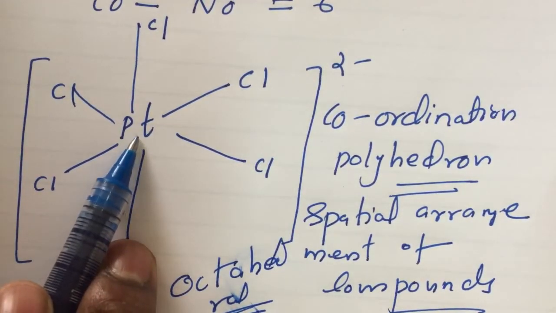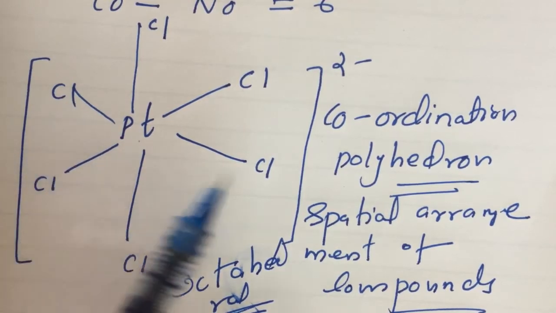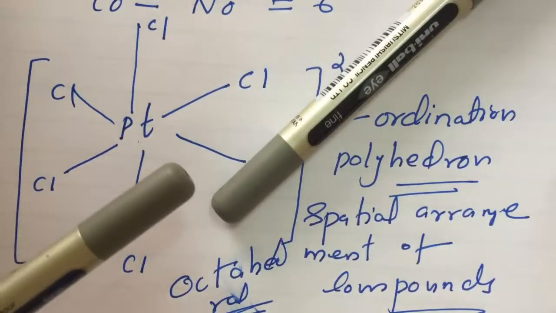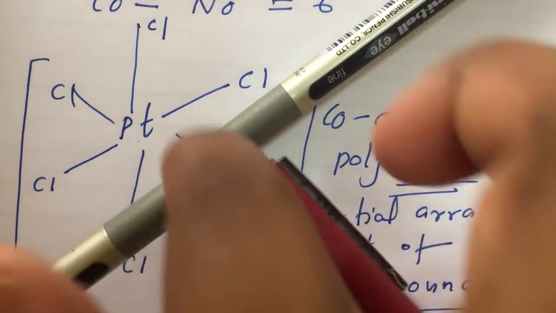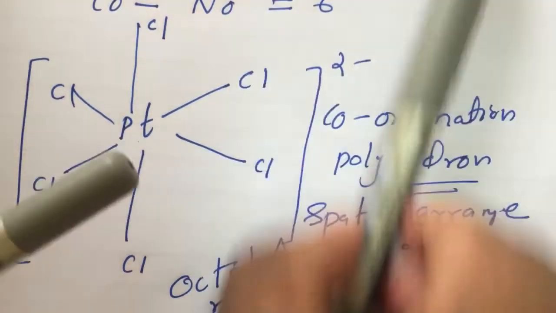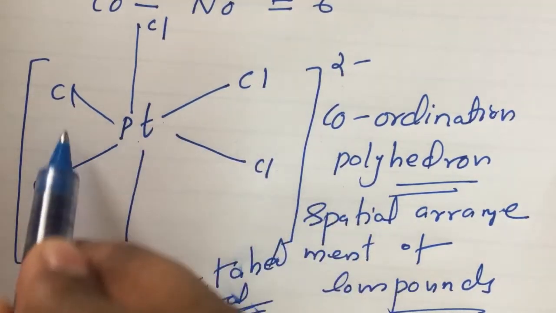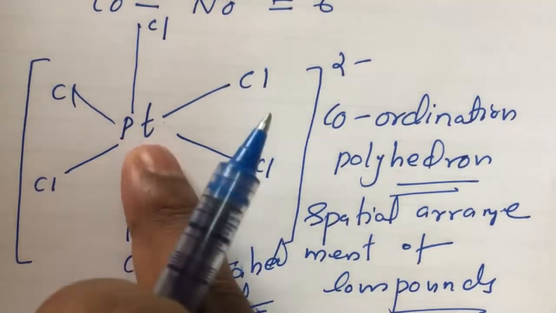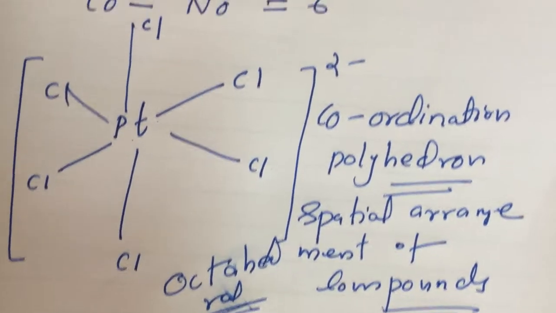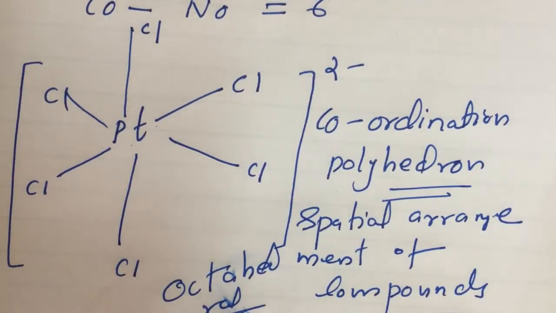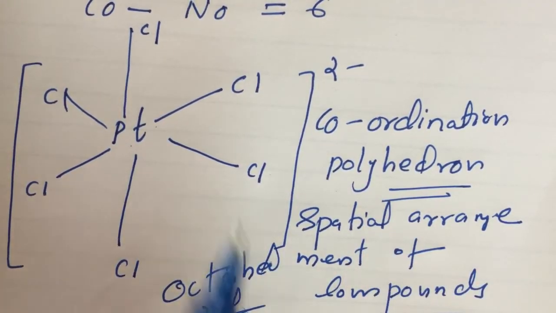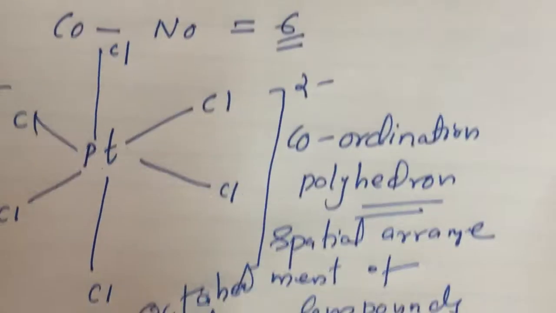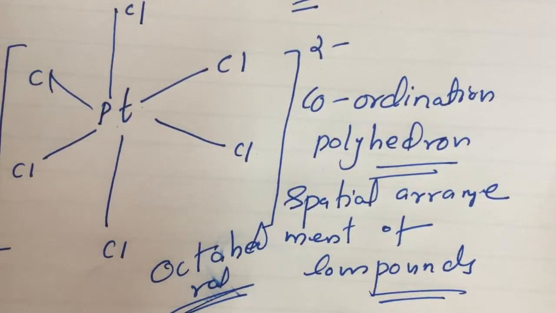Platinum at the center. Then Cl, then Cl, then Cl, and one more Cl here, one above, one below. Clear? Platinum, 4 Cl on a plane, 1 Cl above platinum, 1 Cl below platinum, below the plane. That is the octahedral structure. This spatial arrangement of complexes is called the coordination polyhedron. Depending on the coordination number, different coordination polyhedra are possible. If the coordination number is equal to 6, the coordination polyhedron is octahedral.